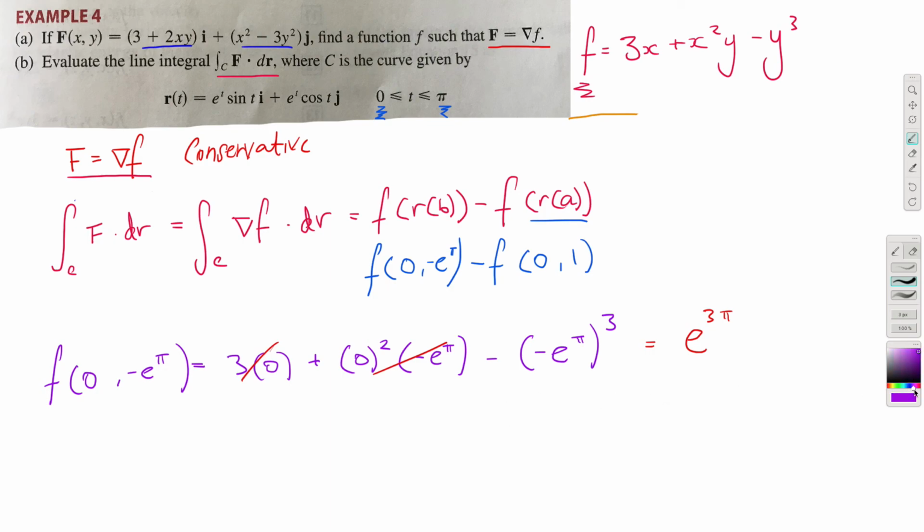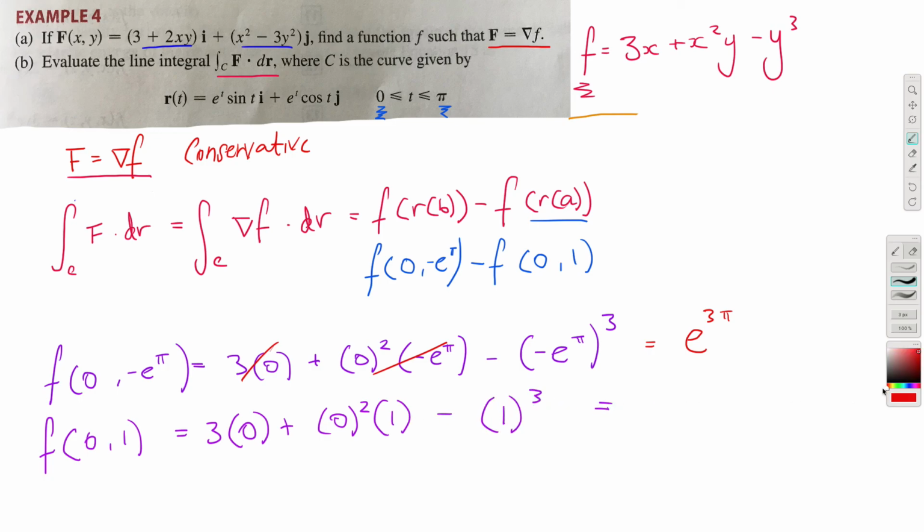Then we're going to do the same thing for our other value, which is 0 and 1. It's going to be kind of the same. We're going to get 3 times 0 plus 0 squared times 1, minus 1 cubed. The 3 and 0 go away, the 0 and 1 go away, and we're left with minus 1.